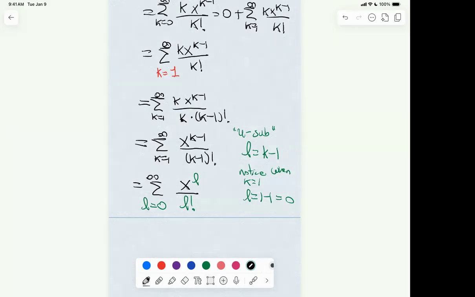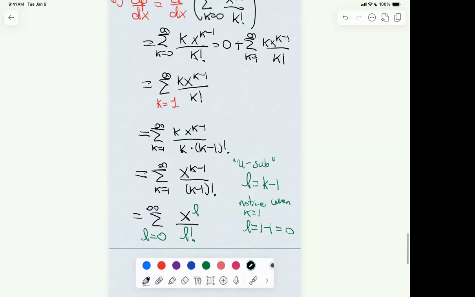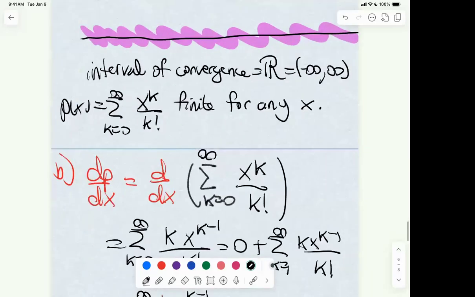Now, is this recognizable? What is this? It is exactly the same sum. It doesn't matter what name you give to the index; it's a dummy variable. Sometimes I call it k, sometimes n, and I happen to call it L now, but it is the same sum. So this is actually P of x again.